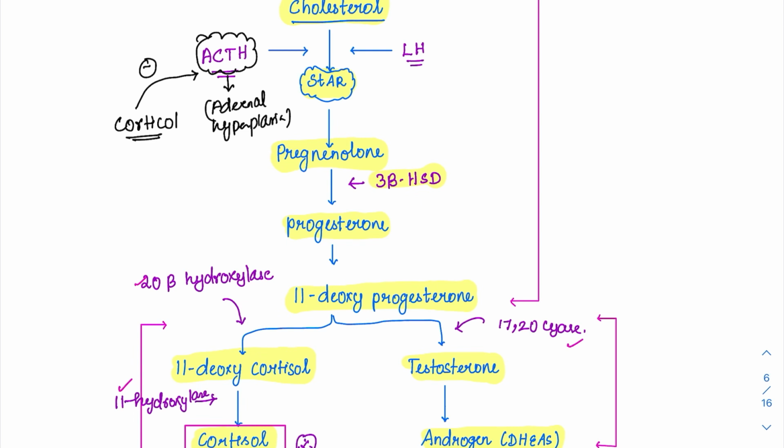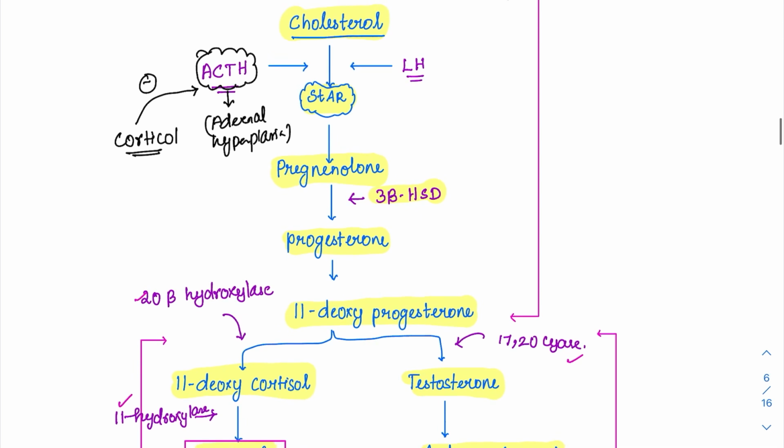So let's start with the first enzyme, that is 3-beta hydroxysteroid dehydrogenase. It is the starting point. Here itself the enzyme is absent. So what will happen? There will not be production of cortisol. So there is decreased cortisol. And what is happening to the level of androgen? The starting pathway itself is defective, so androgens are also decreased.